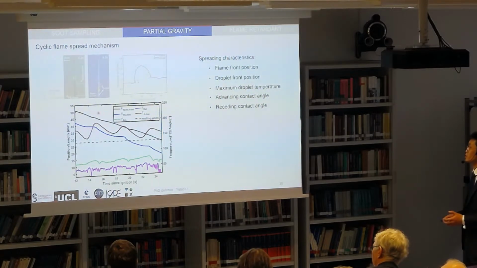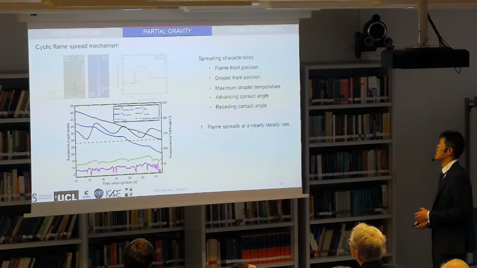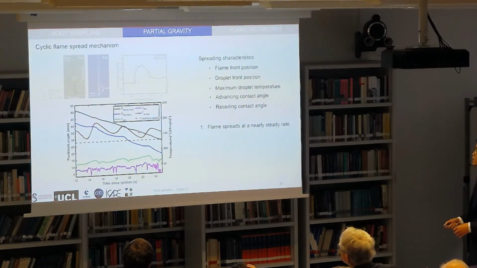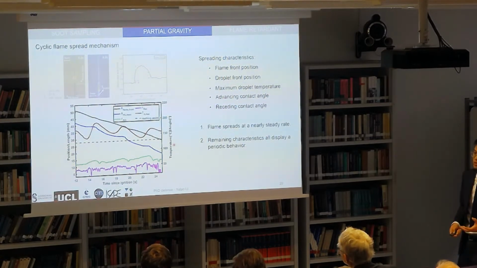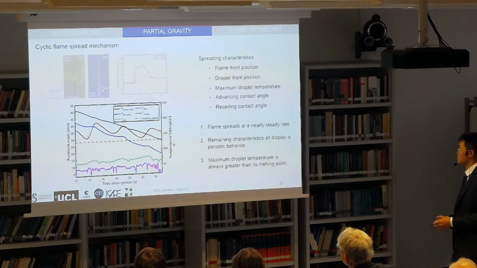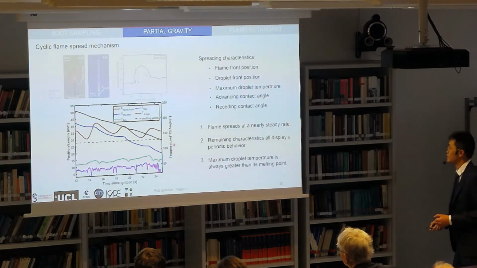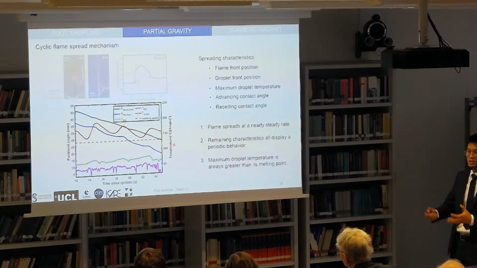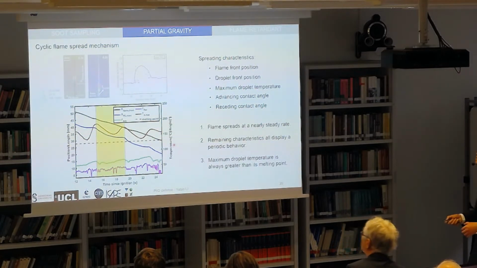If we focus on the result about the flame front position, we can find that the flame can spread at a nearly steady rate. And the other characteristics all display a periodic behavior. It should be noticed that the temperature of the droplet is always greater than its melting point. It means that it is always in the liquid phase. Now, to better understand the mechanism, we will focus on a single cycle.